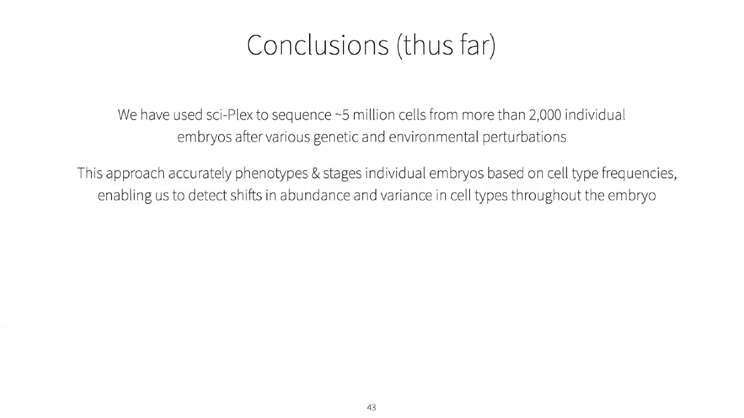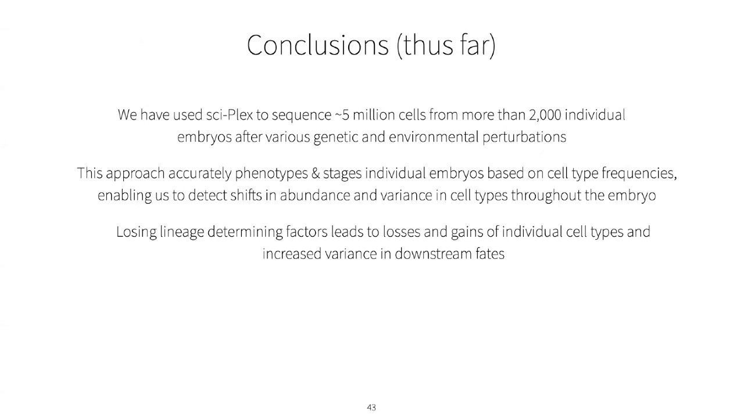Overall, this is a way that you can accurately phenotype or stage individual embryos based on the cell type frequencies. You can do that, and you can also detect shifts in the abundance of each cell type in the embryo, and also sometimes see changes in the variability in those cell types across individuals. We can see that losing lineage determining factors leads to losses and gains of individual cell types, and sometimes increases the variance in the output of a lineage, like neural crest in the case of TFAP2A and FOXD3.